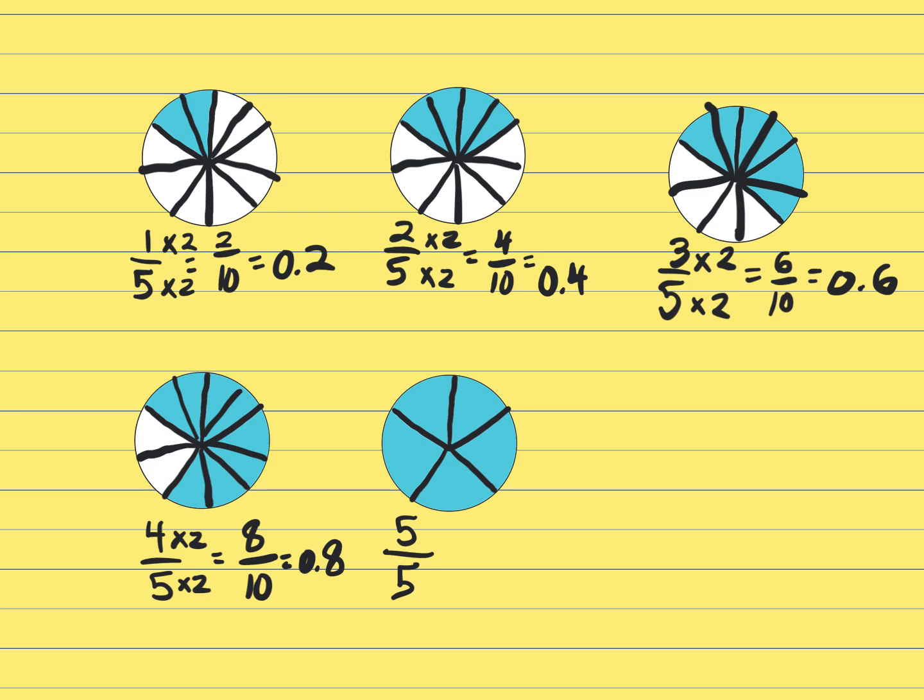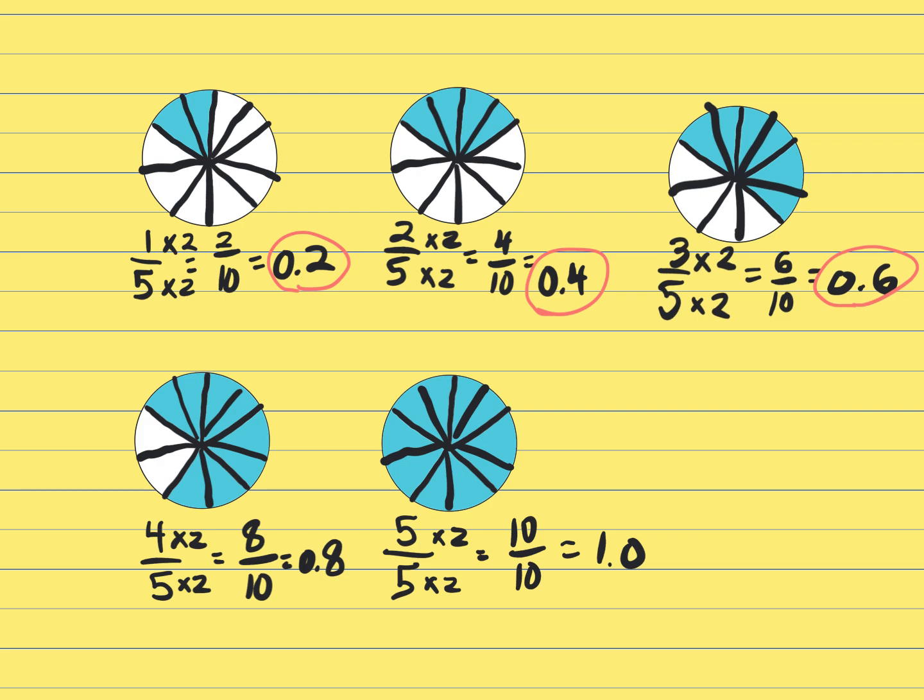Last but not least, I have 5 out of 5. Now, I recognize immediately that's one whole, but I can still show it as 10/10, and that's still 1.0. As long as you recognize that a fraction's one whole, you don't have to change it to tenths, but I just wanted to show you that it still works. And you notice there's a pattern. If I kind of notice 2, 4, 6, 8, 10. It's not really counting by 2s. It's counting by 2/10, but it reminds you of skip counting by 2s. So that's another way you can remember your fifths. It's like you're skip counting.